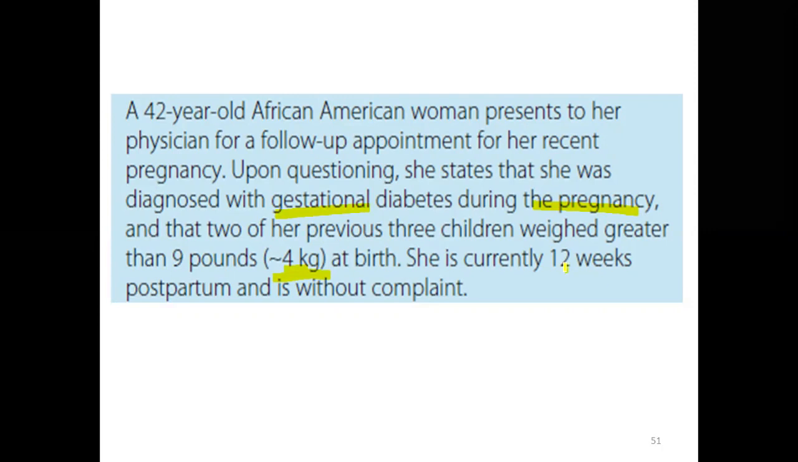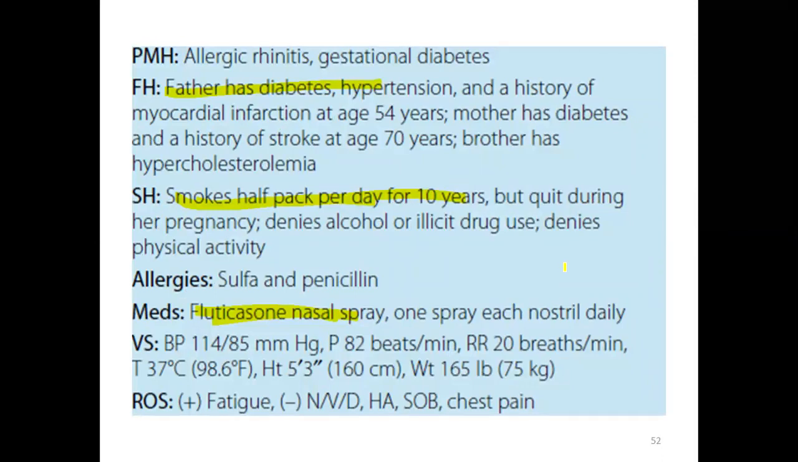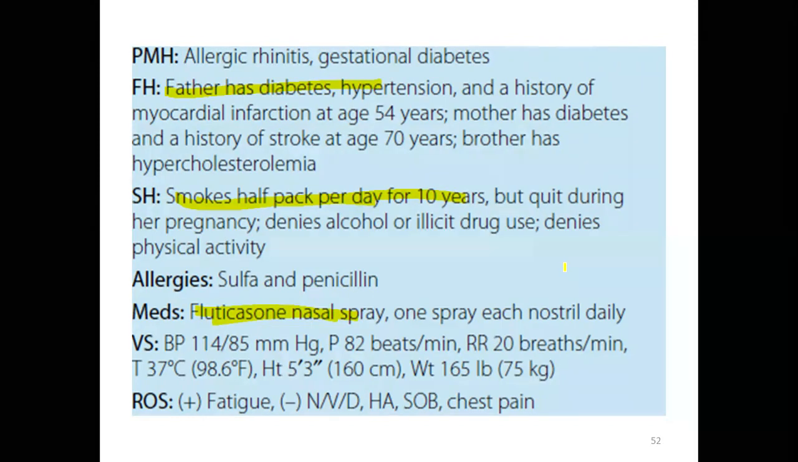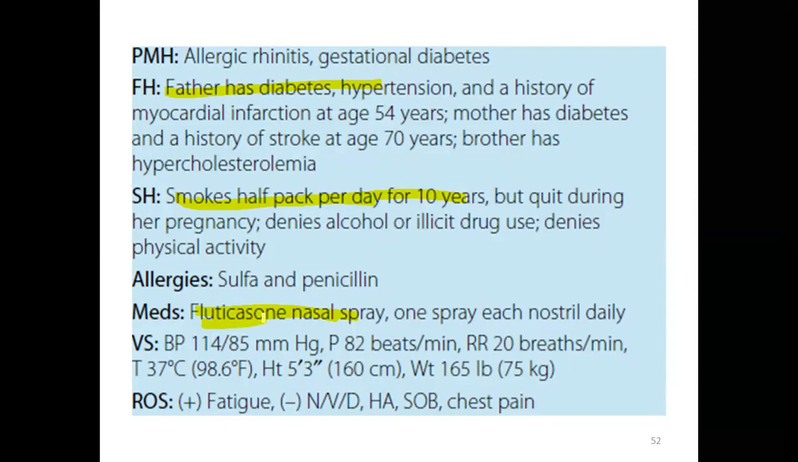Then she's currently 12 weeks postpartum and without complaint. So when you look at the possible risk factors, family history is very important here. Smoking, by the way, increases the risk of DM. Even it could be her medication, she's taking a steroid, fluticasone nasal spray, one spray each nostril. I think most likely she has taken it for allergic rhinitis, unless there is any other significant medical history that leads to the use of fluticasone spray.